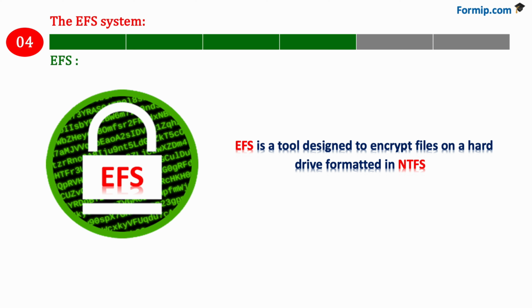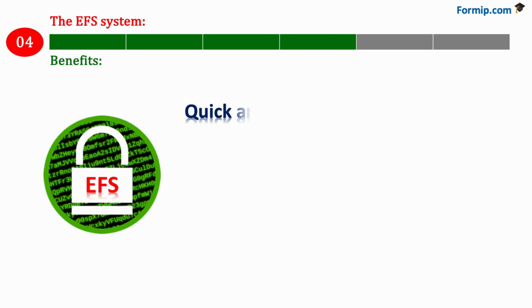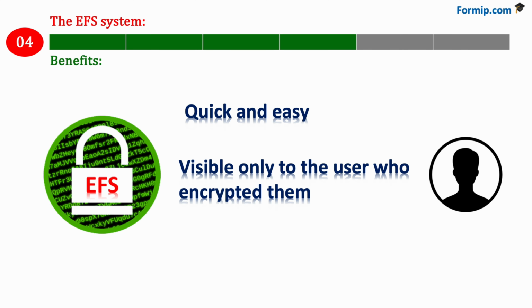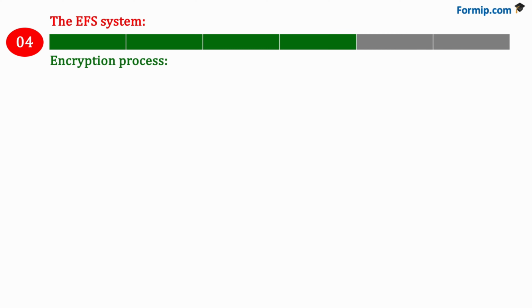Here are the advantages of this system. First of all, it is very simple and quick to set up. Then, the encrypted files are only visible to the user who encrypted them. And the last thing is that it is possible to recover encrypted files if you lose your password by using an administrator account. We will now see how to encrypt your data using the EFS.